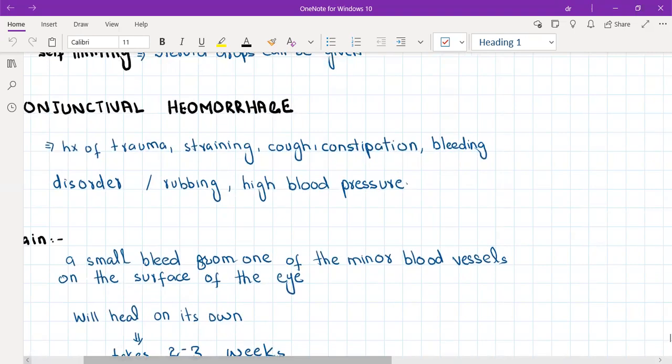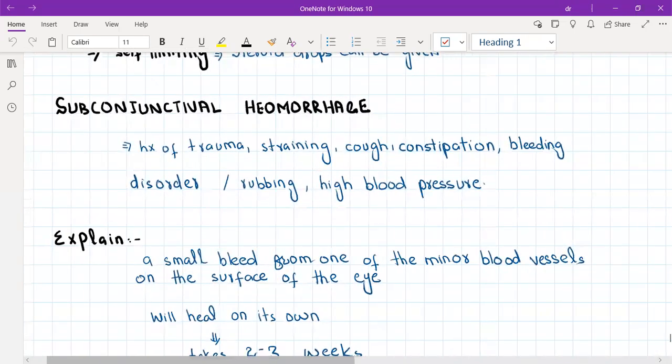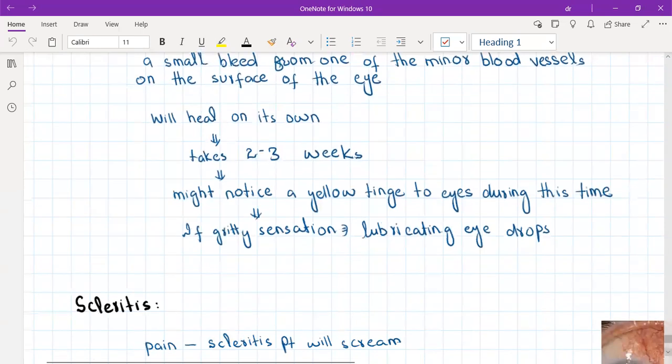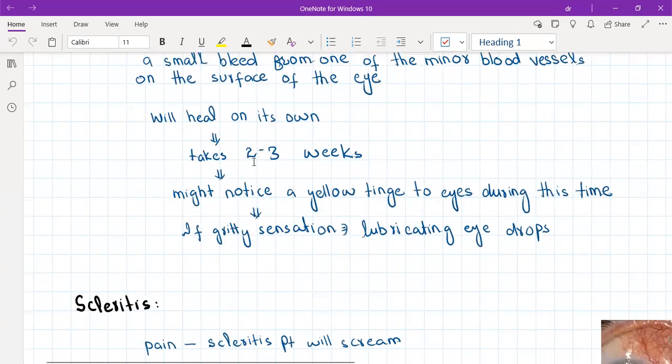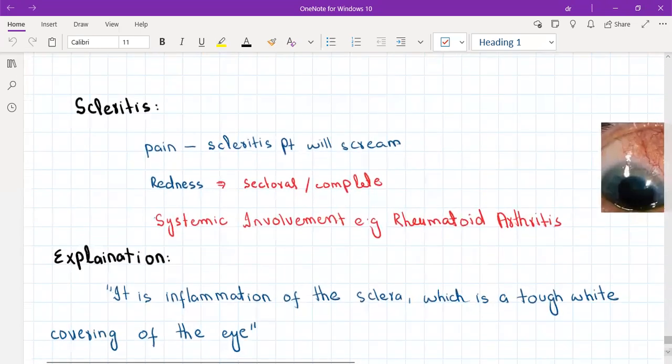Okay, so you'll tell the patient that when one of the minor blood vessels ruptures on the surface of the eye, there is this small bleed, and it is called a subconjunctival hemorrhage. You don't have to worry about it. It will heal on its own, but usually takes 2 to 3 weeks. During this time, when it is healing, you will notice a yellow tinge to your eye. The patient doesn't need to do anything about it, but if feeling any gritty sensation, then give lubricating eye drops.